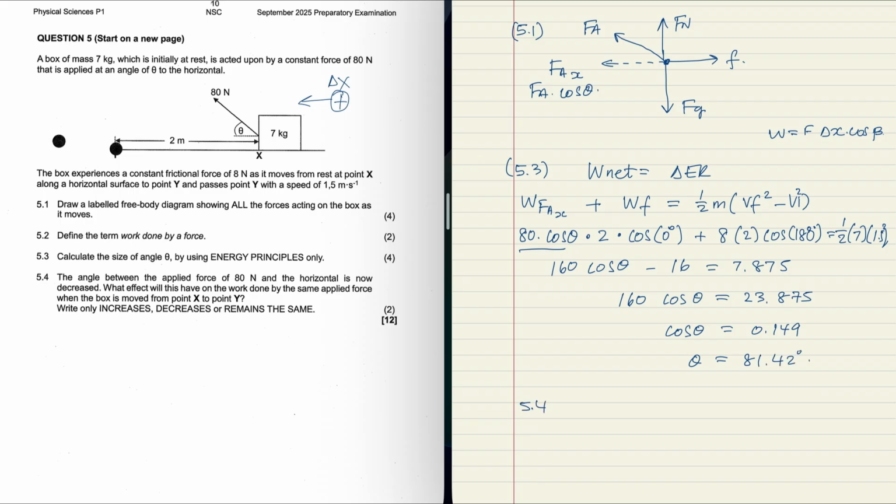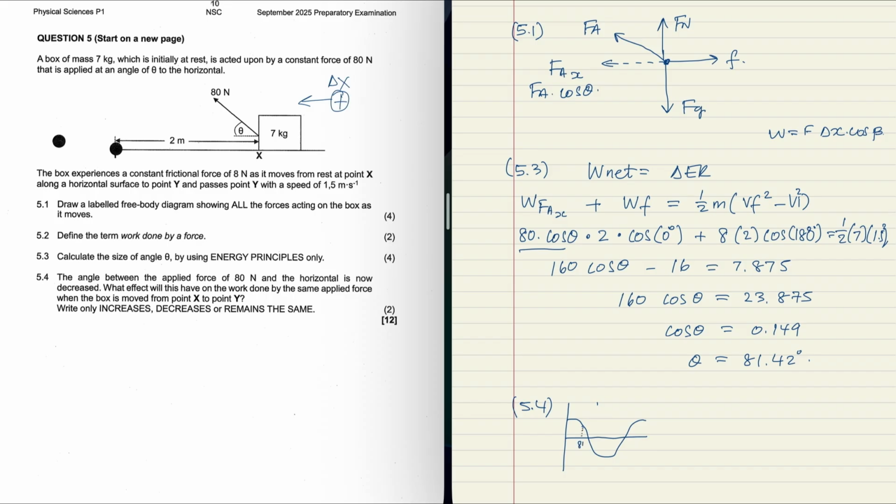Question 5.4. The angle between the applied force of 80 and the horizontal is now decreased. What effect will this have on the work done by the same applied force? So to answer this, I'm going to refer to a cos graph. A cos graph looks like this. Now, if we have an angle of 81, 81 is somewhere here.